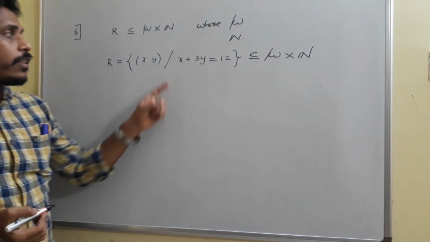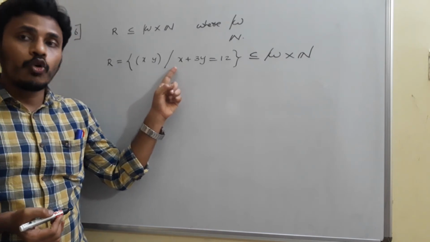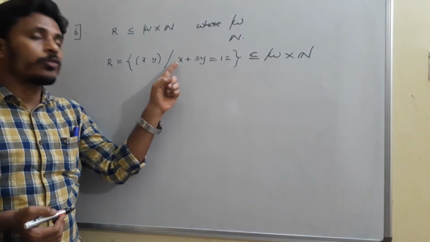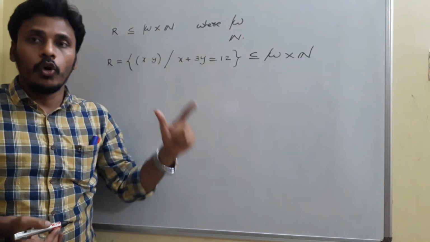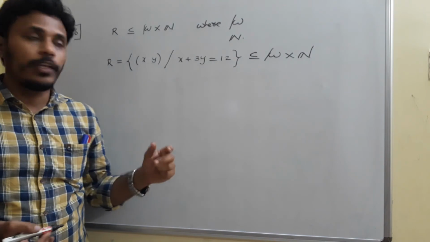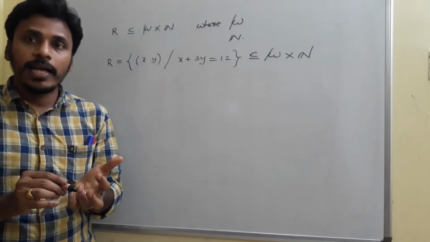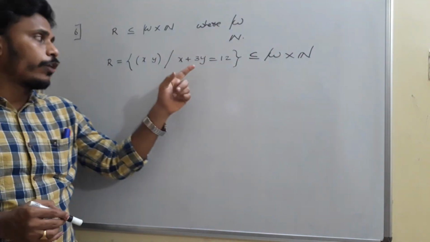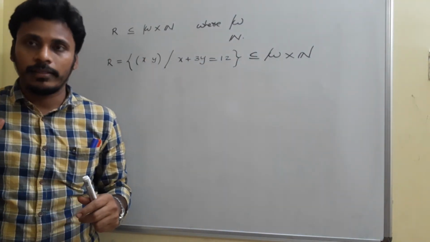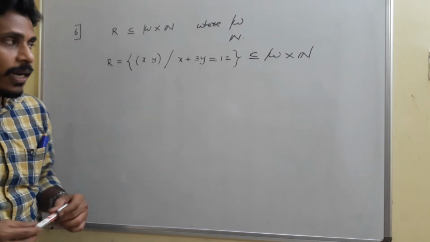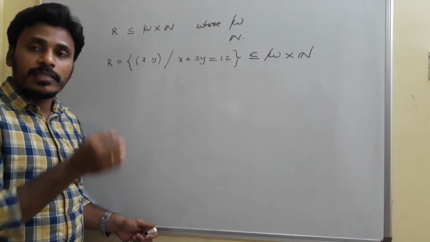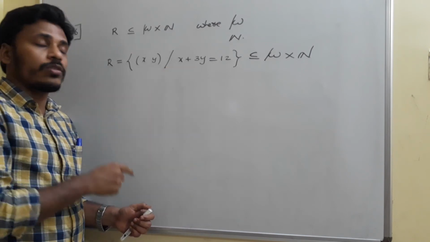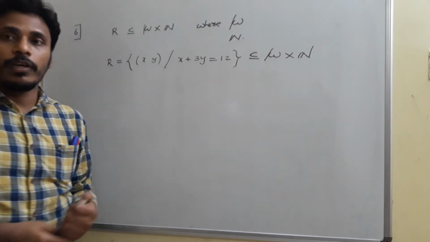In the place of x, we need to take elements from W, the whole numbers, so the possibilities for x start from 0, 1, 2, 3, 4 and so on. Whereas y is an element from the natural numbers, so you take 1, 2, 3, 4 and so on in the place of y. At the end, we replace elements from W and N in the place of x and y such that they satisfy the equation x + 3y = 12.